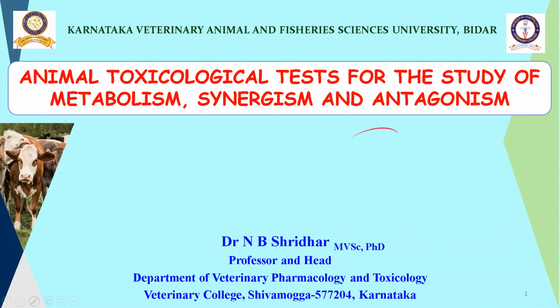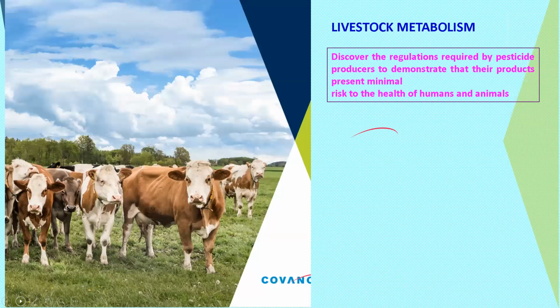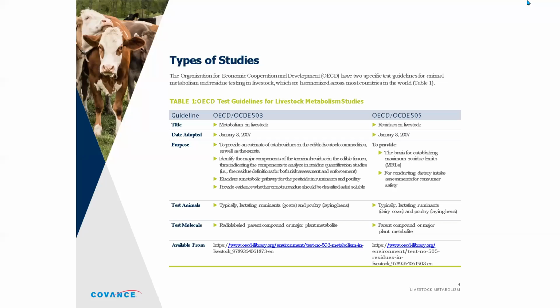So, coming to the first slide, that is livestock metabolism. This metabolism study is also called the livestock metabolism studies. These are the regulations required by pesticide producers to demonstrate that their products present minimal risk to the health of humans and animals. That's why it is also called the drug residual effect or pesticide residual effect.